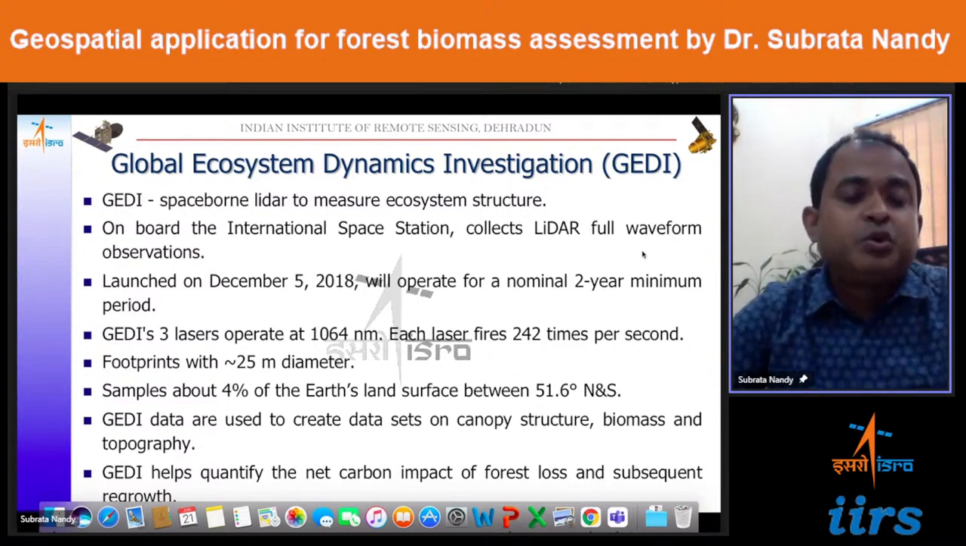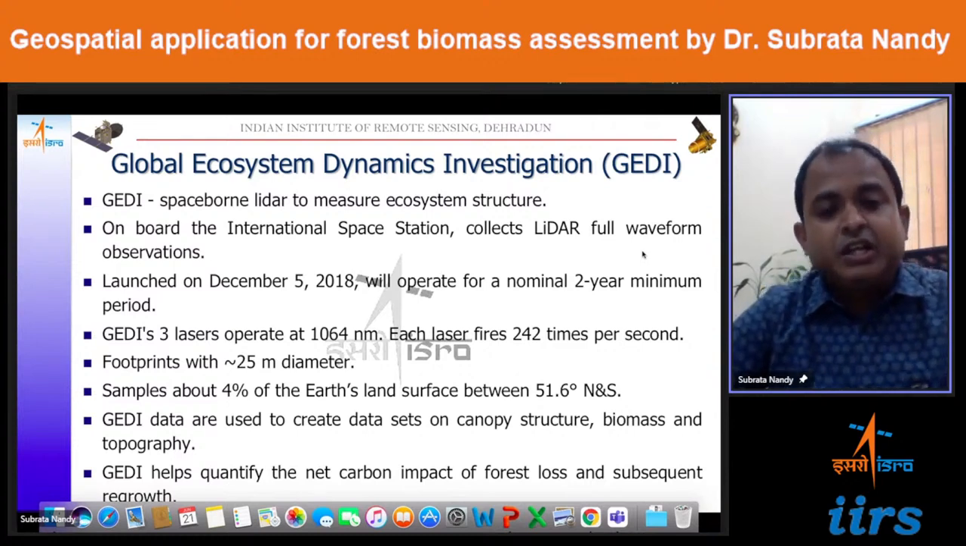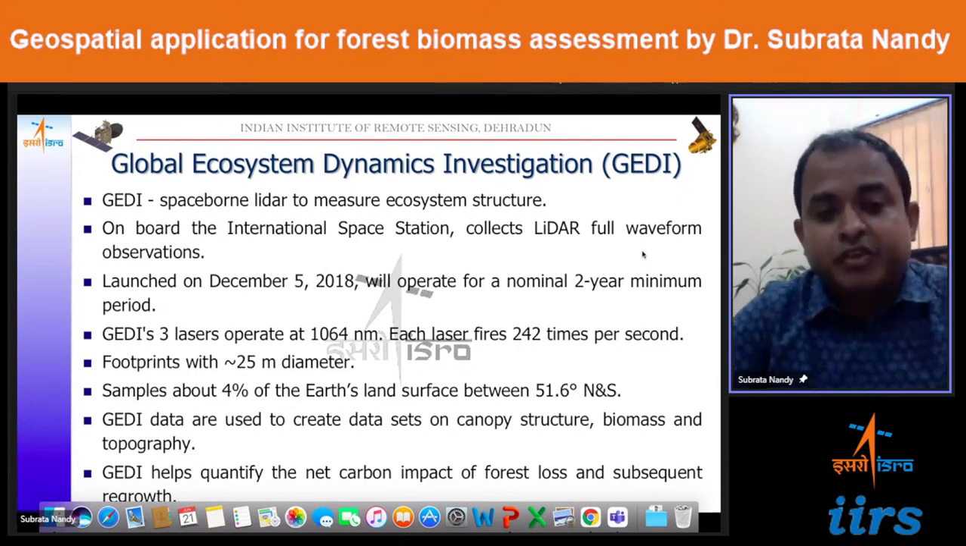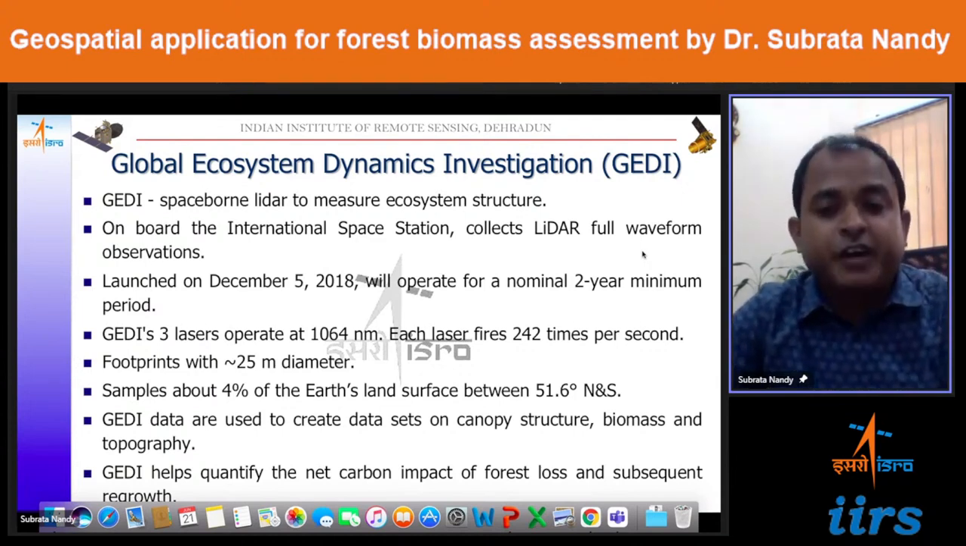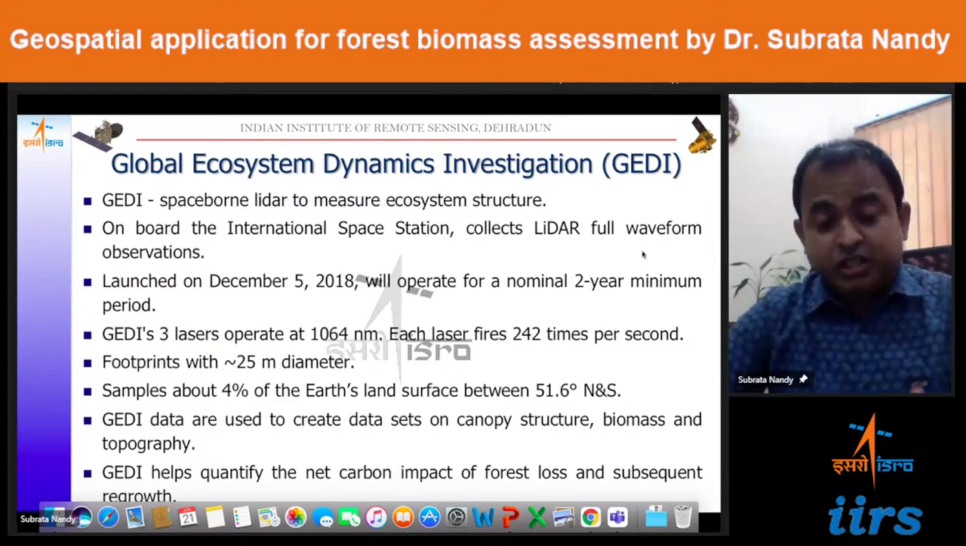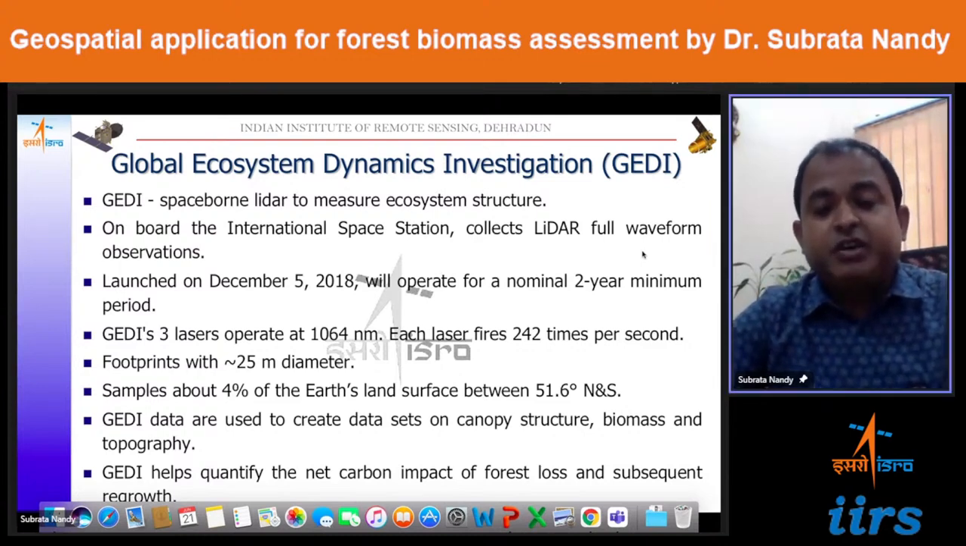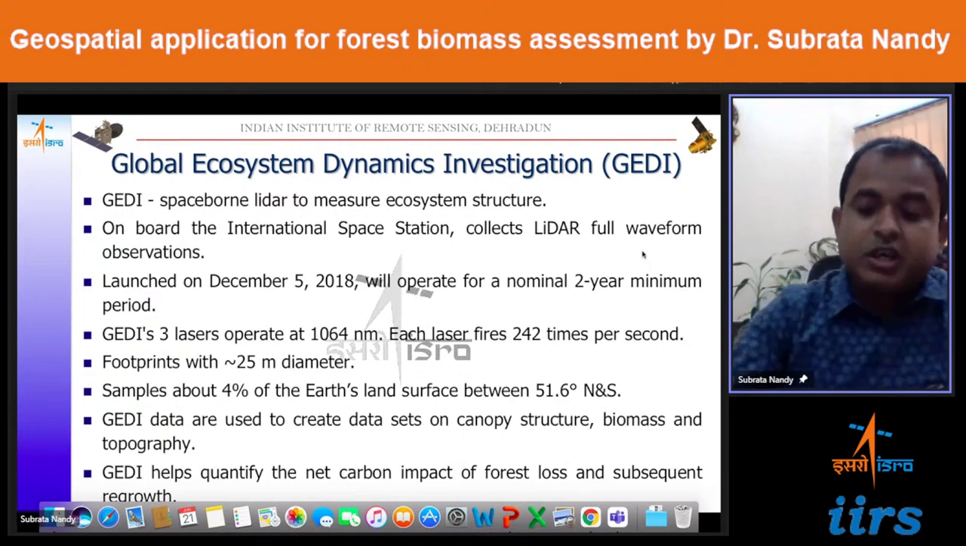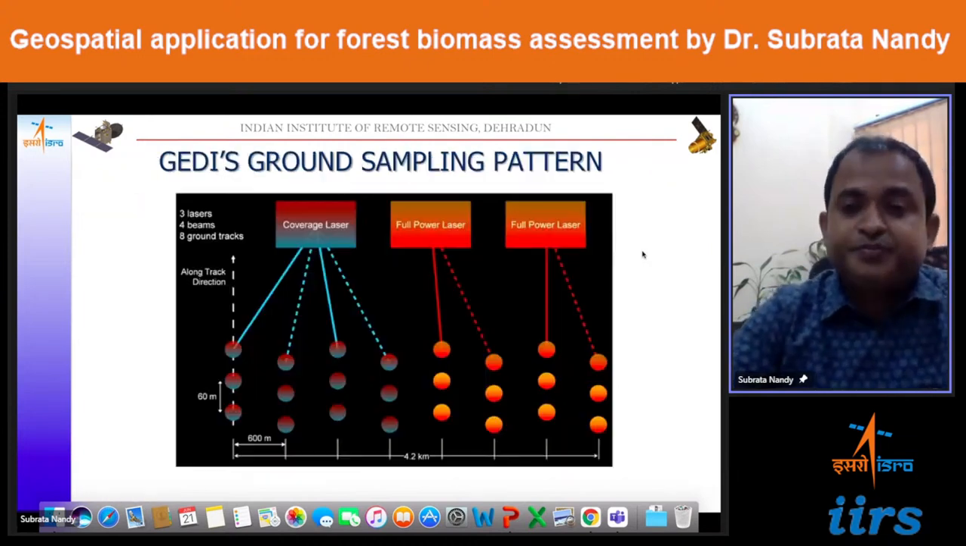Similarly, the other satellite data is GEDI, the Global Ecosystem Dynamics Investigation. This is on board the International Space Station, and was also launched in 2018. Here, this is waveform data, and the footprint is 25 meters. This data set is again very good information for carbon stock assessment, as well as net carbon stock due to disturbance and recovery in a forest. You can assess that net carbon also.